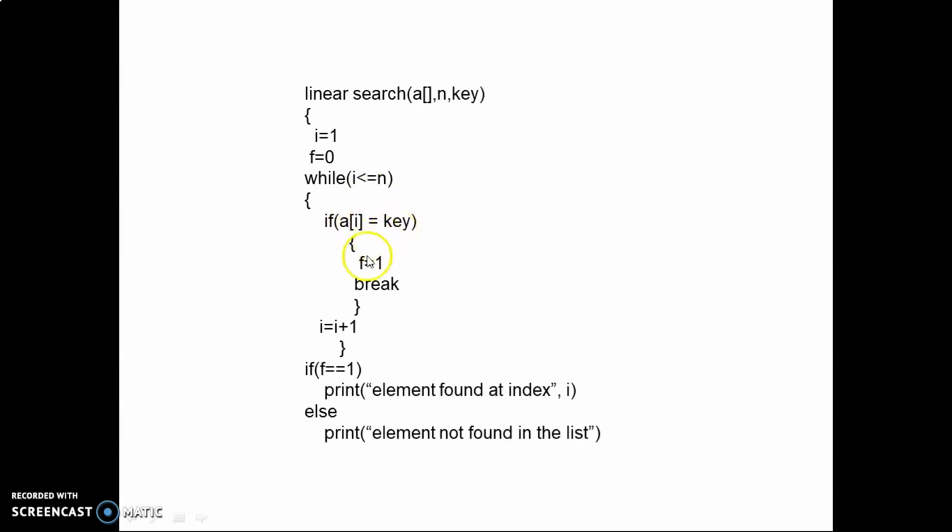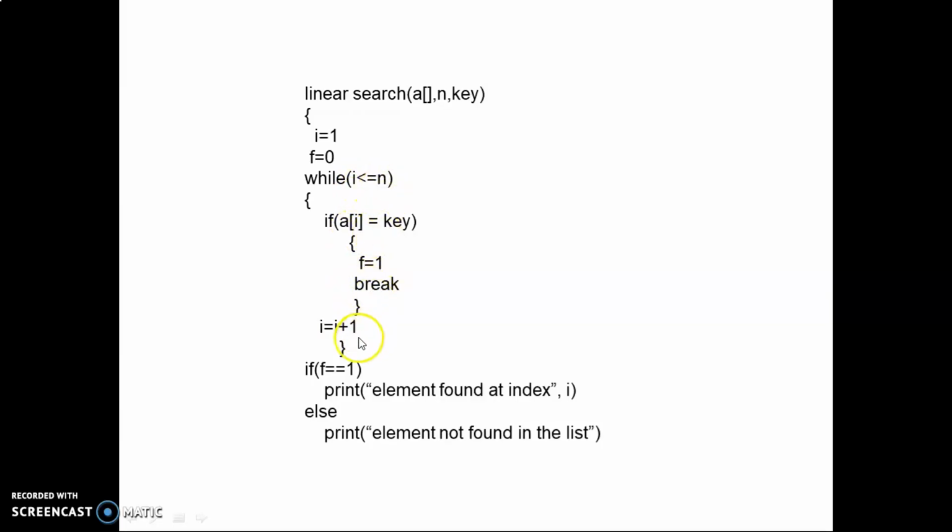If they are equal, it will come out. If they are not equal, then i is equal to i plus 1, that is, it goes to the third position. Then it will compare with the third value. If they are equal, it will come out. If they are not equal, it will go to the fourth position. So this will be repeatedly executed until the i value reaches n.